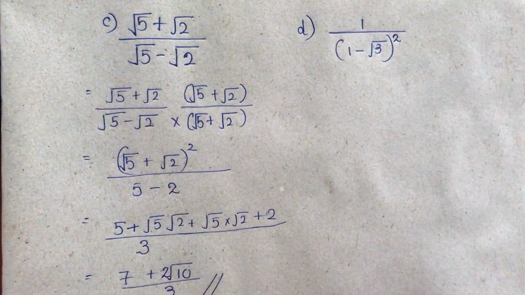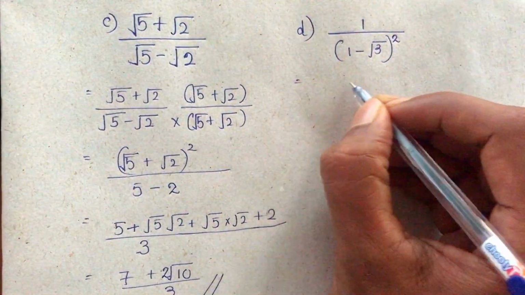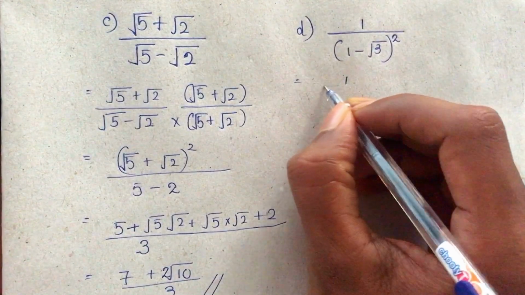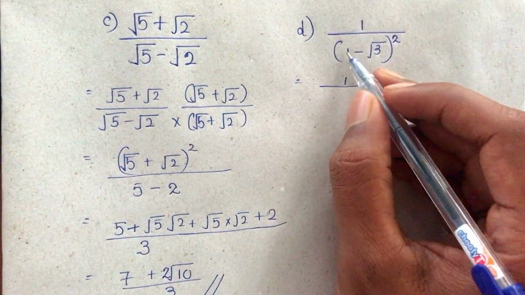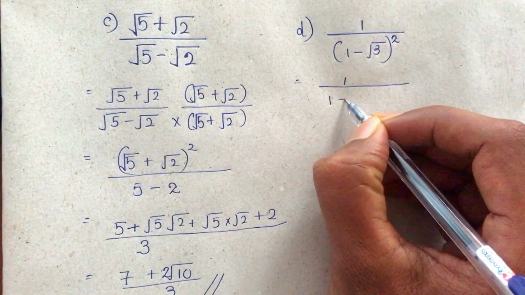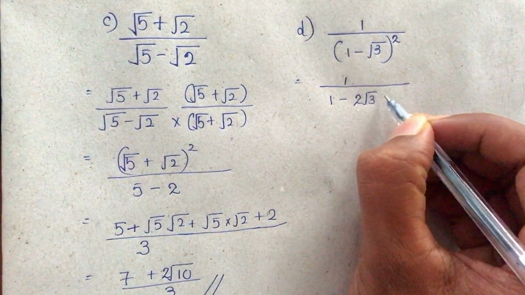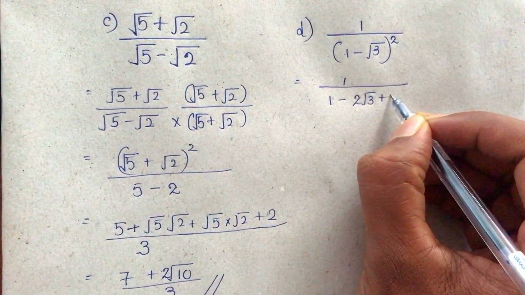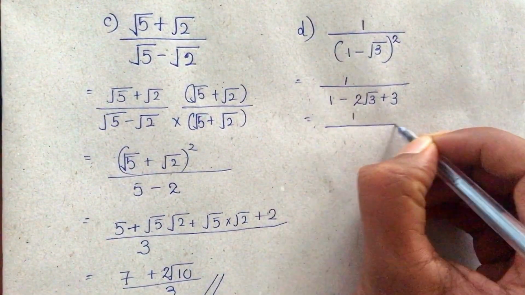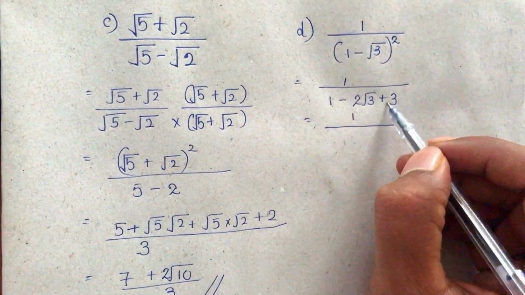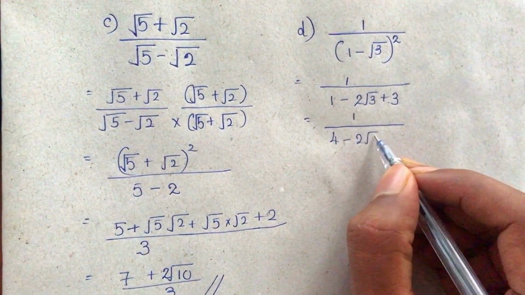Let's check the final example. It is 1 over (1 minus square root 3) squared. Then you need to simplify the bracket. It is 1 minus 2 square root 3 plus 3. Then after simplifying again, it is 1 over (1 plus 3 is 4) minus 2 square root 3. Then this is an irrational denominator.